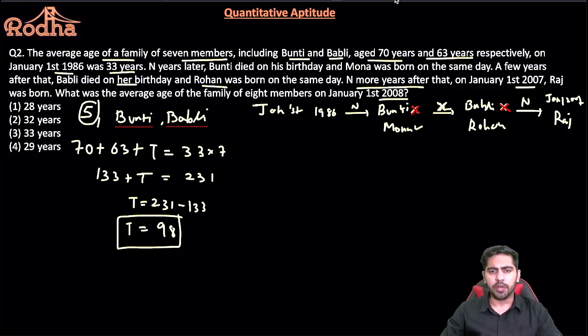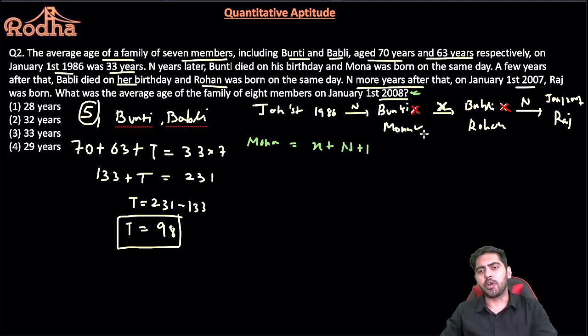Okay, no worries, right? So let's understand how old Mona is on January 1st, 2008. I'm finding for January 1st, 2008. So can I say Mona will be nothing but X plus n plus 1 years old, right? Why? Because after Mona was born, X years later Rohan was born, and then after another n years Raj was born, and there's one more year to come to the present year, right? So Mona is X plus n plus 1 years old, right?